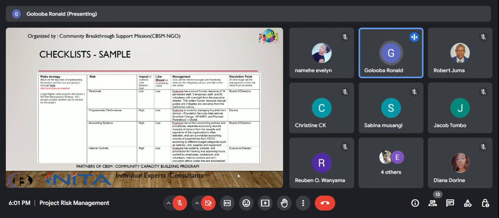So here's a sample checklist. It has the strategy, and it's telling you what the key risks of implementing the project are, and how you are going to manage them. And it's telling you that larger or higher value projects will require a full risk management strategy, and that you should consider whether one is needed for this project. So basically this one is relying on industry standards. And with this, they're looking at different risks: personnel, programmatic performance, accounting systems, and internal.